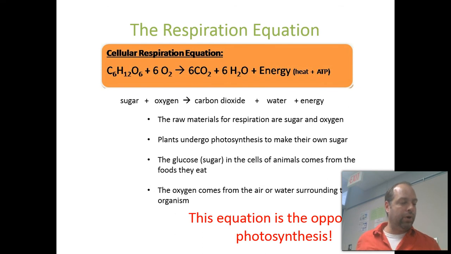If we look in your book, page 125, you will see the chemical equation for respiration. Then let's go in your book to page 122. So 125, 122. Look at those two equations, cellular respiration and the photosynthesis equation. If you look at them, you'll notice that they're opposites. Cellular respiration is the opposite equation of photosynthesis.